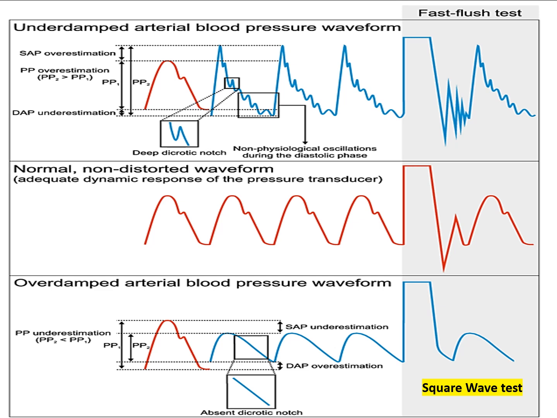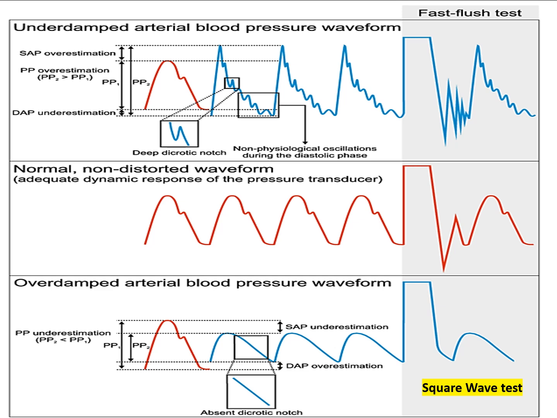Whereas an underdamped system means a system which has less suppression of the energy. As we have talked about, the diastolic blood pressure is being underestimated and systolic blood pressure is being overestimated. As for an overdamped system, the diastolic blood pressure is being overestimated and systolic blood pressure is being underestimated.